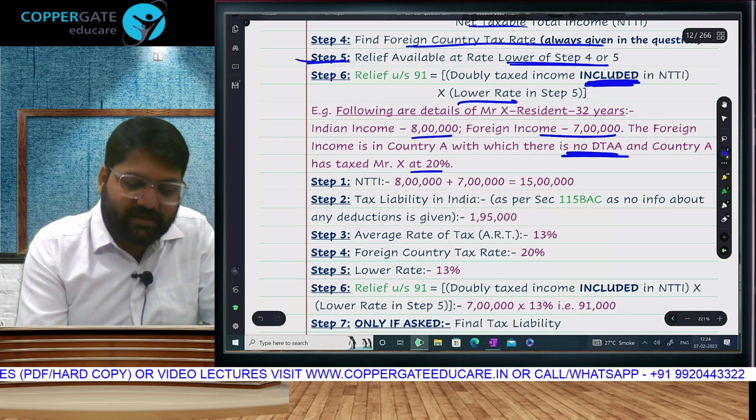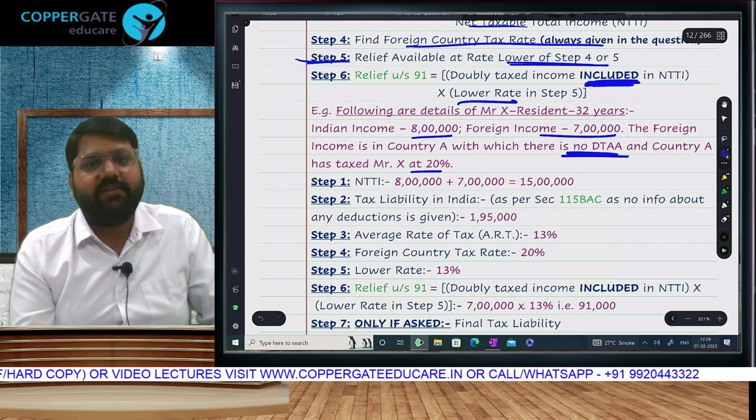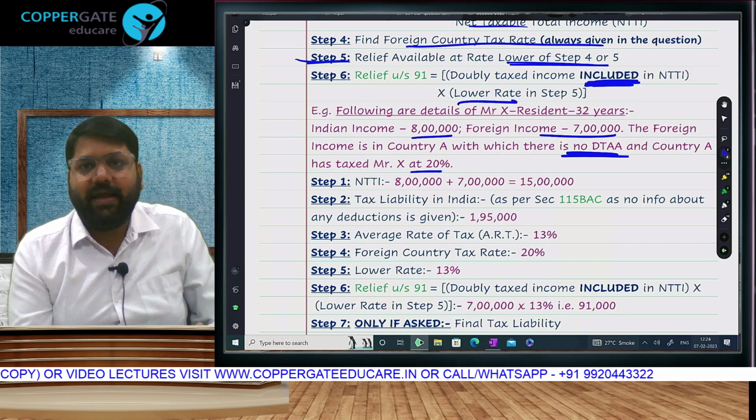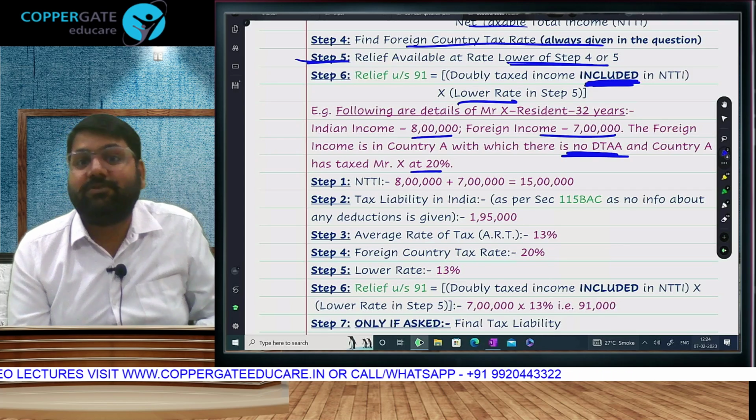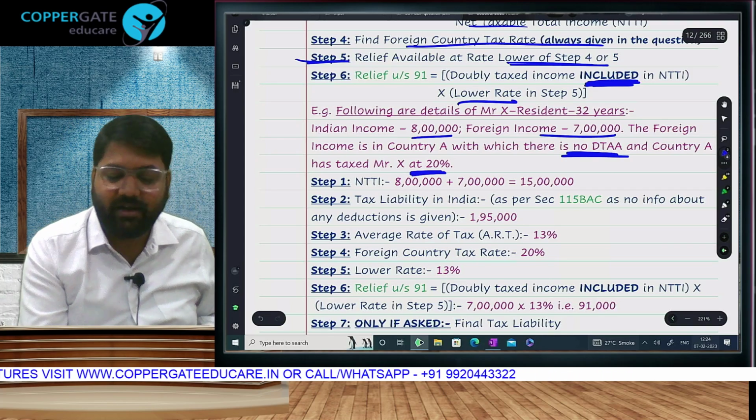And that country has taxed Mr. X at 20%. First check whether there is double taxation. 8 lakh will be taxed only in India. 7 lakh will be taxed in India as well as outside. Outside India, though, they have given only 20% you've paid.